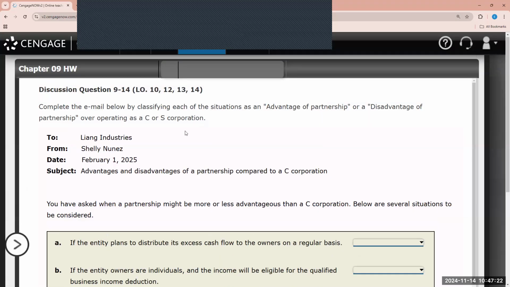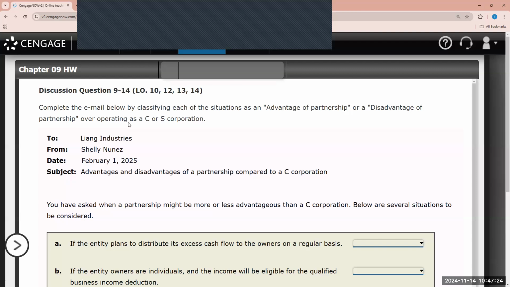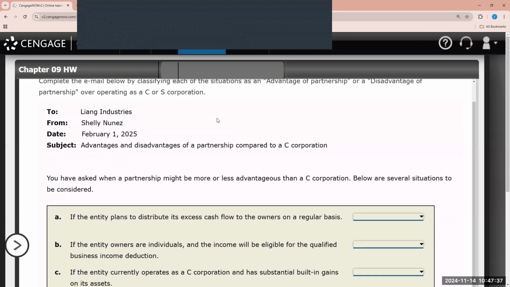Moving on to our next question. Here it states, complete the email below by classifying each of the situations as an advantage of partnership or a disadvantage of partnership over operating as a C corporation or S corporation. So this is to Liang Industries from Shelley Newlands. The date is February 1st, 2025.